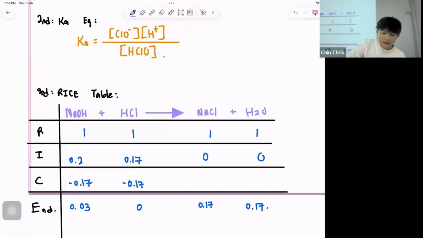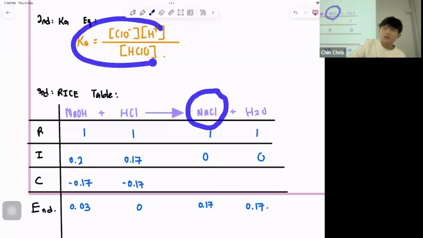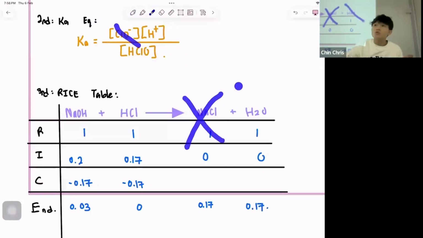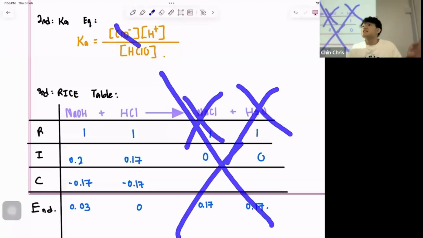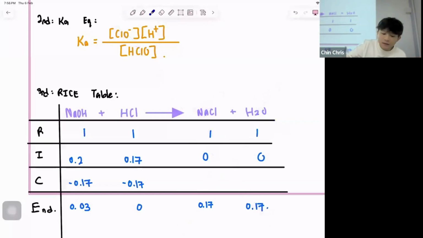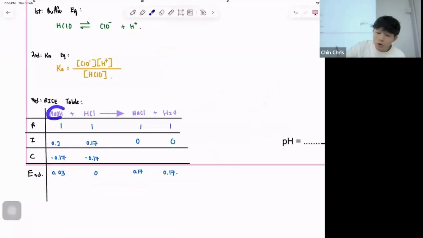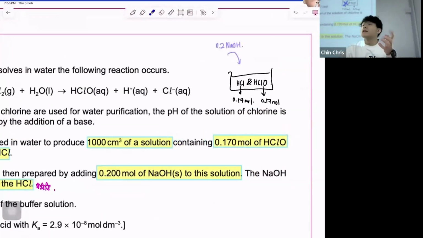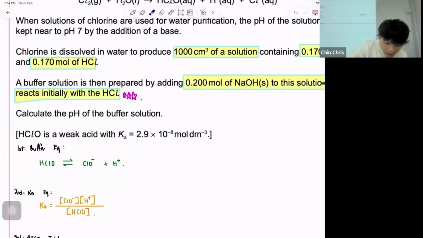But guys, is NaCl important? No, look at your Ka equation. There's no Cl minus. You don't even need to care. There's no H2O. You don't even need to care. So these two are basically nonsense. Don't care. Now you still have NaOH remaining. You add NaOH, HCl is totally gone. What will NaOH react with again? HClO. So guys, before you move on, second rise table now.